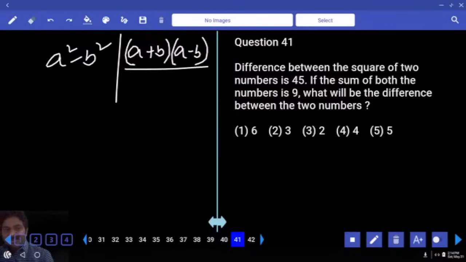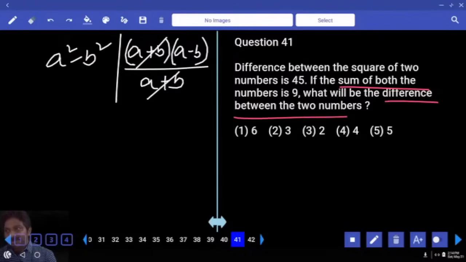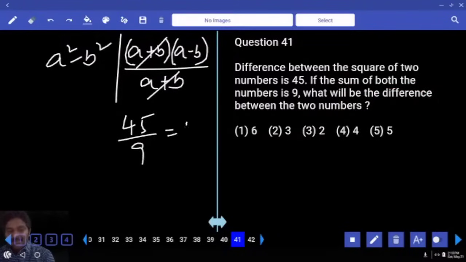This product is given, which is 45. Difference between squares of numbers is given and sum of numbers is also given. If you divide that, you will have a minus b, that is the difference between both the numbers. So the answer is 45 divided by 9, answer 5.